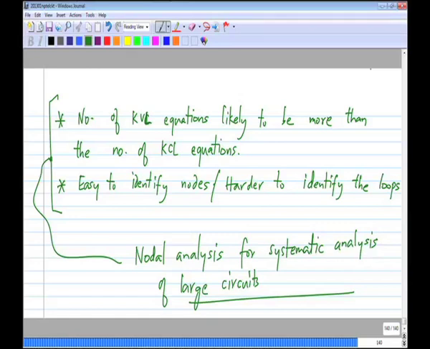Okay. So this is just to say that you end up using nodal analysis for systematic analysis of large circuits. So far what we have done is to look at nodal analysis and mesh analysis. We can systematically write down equations for the two cases. If you have only current sources and resistors, nodal analysis comes out with a nice structure. Similarly, if you have only voltage sources and resistors, mesh analysis equations have a nice structure. But either of these can be used even when you have other sources. That is, you can use nodal analysis when you have voltage sources and mesh analysis when you have current sources.